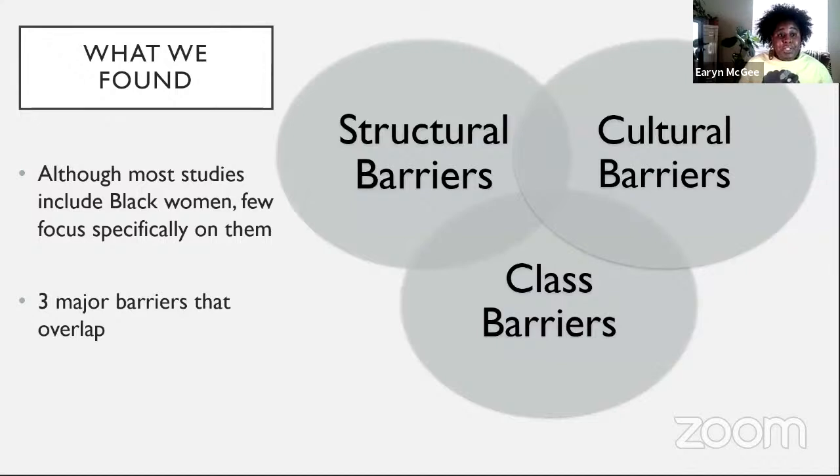So for this literature review, as I've already stated, there's a lack of literature in this area that's specifically looking at Black women. Many of these studies are looking at underrepresented groups in general, but they often include Black women in their studies. So we found three major barriers that often overlap: structural barriers, cultural barriers, and class barriers.